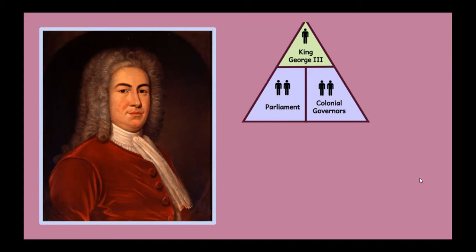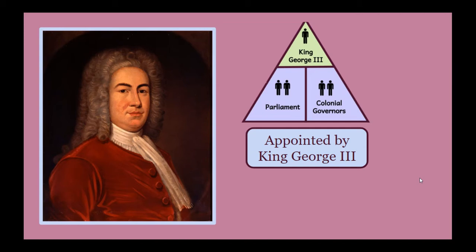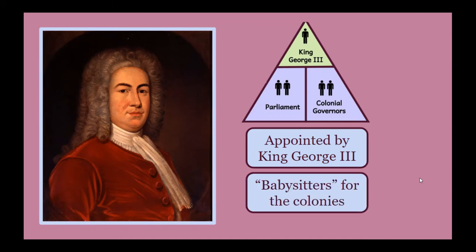Colonial governors, like the man you see here, are appointed, or chosen, by King George III. So they will have been from England for the most part, and King George will say, you are now governor of Virginia colony, or South Carolina colony, or Delaware colony. Then they'll be sent over to North America to live in the colonies, and they're essentially like babysitters for the colonies. They're sent over to be the leader of the colony and to watch over the colonists to make sure that they're doing everything they need to do to make King George III happy.